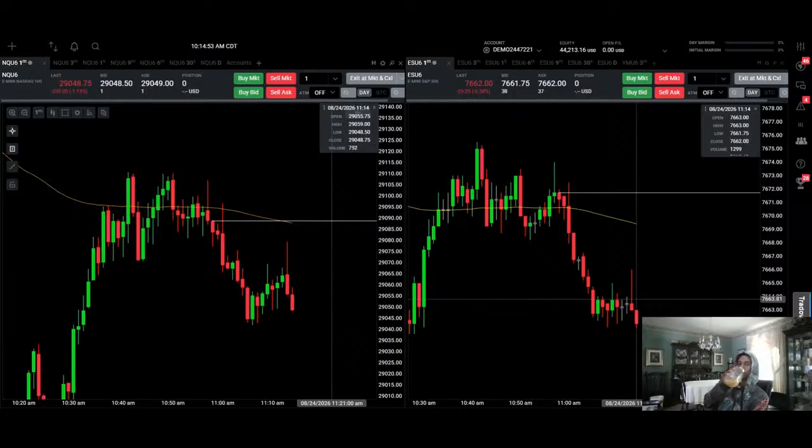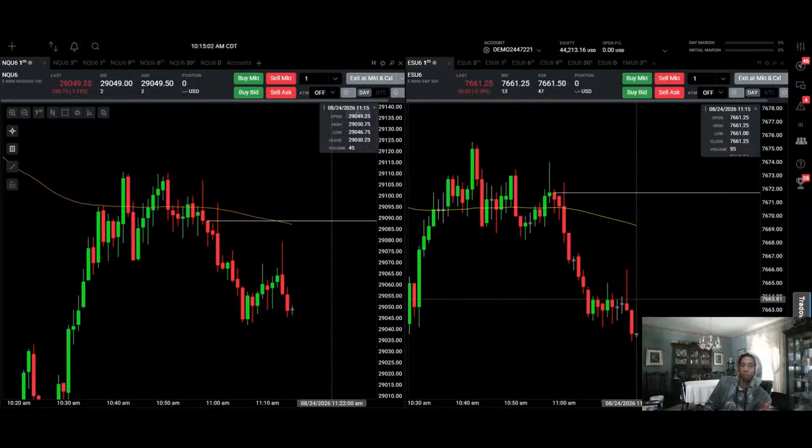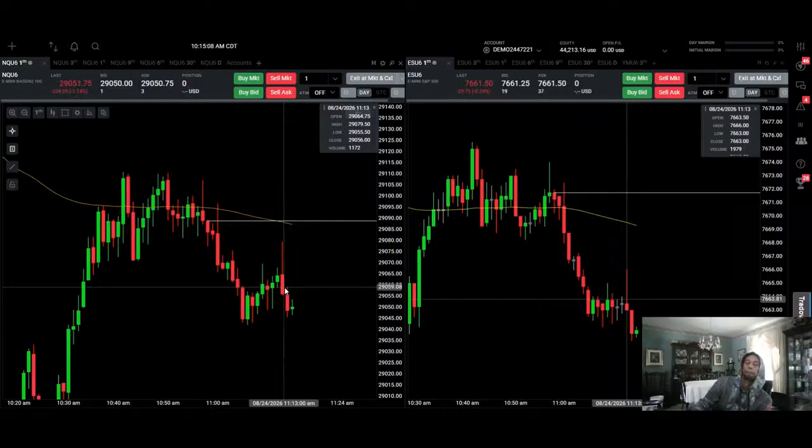Between what candles? 1103 and 1112? 1113? Is that 1113? 1113, yeah. 1103 and 1113. Not that it really means anything based on what we're doing, but I'm just taking note of it. Which assets? NQ and ES. And YM. YM failed to sweep that 1103 candle too.